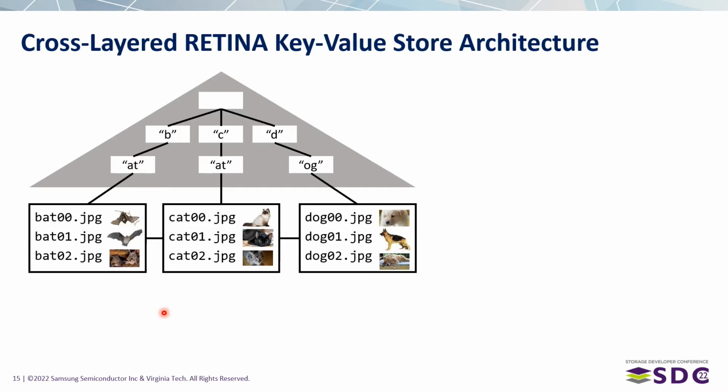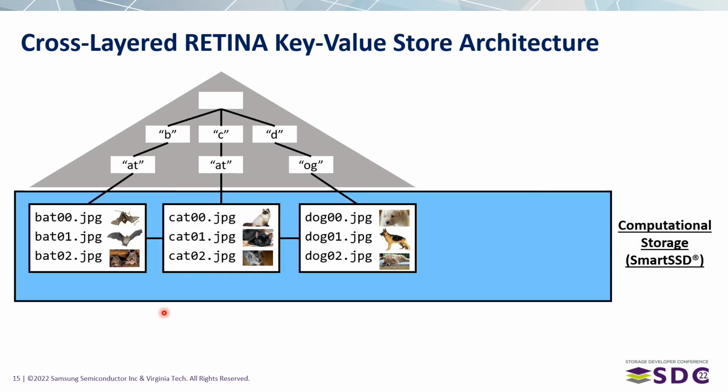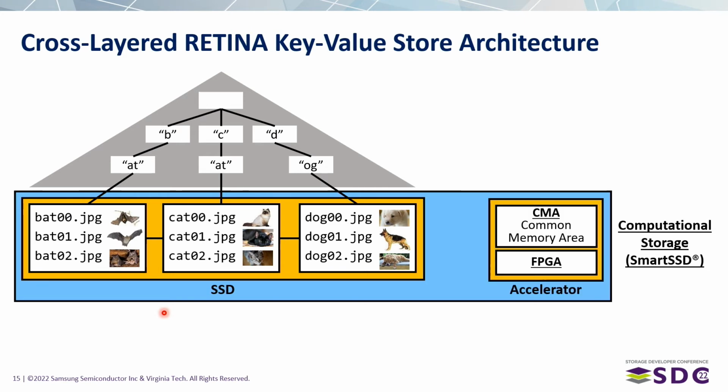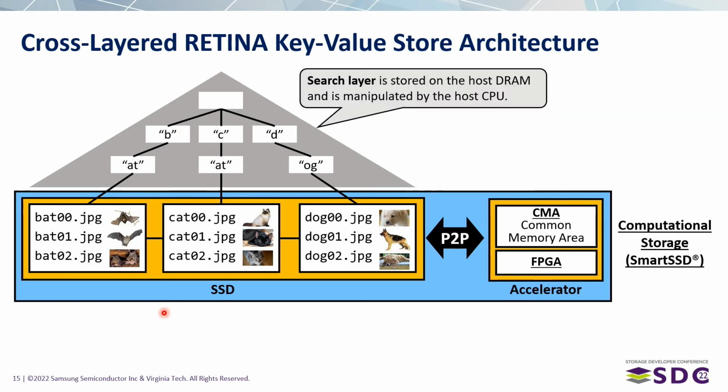So with this in mind, how did we realize this idea in computational storage, especially the SmartSSD? Of course, we're going to put the data layer on the SmartSSD, stored on the SSD part. Besides the SSD, we have the accelerator; in the case of SmartSSD Gen 1, a Xilinx FPGA. The FPGA has a global memory named Common Memory Area, or CMA. CMA is a memory area where the SSD can directly perform peer-to-peer data copy from the SSD to the CMA. And the CMA is a PCIe bar address, so the CPU can directly see the CMA memory area.